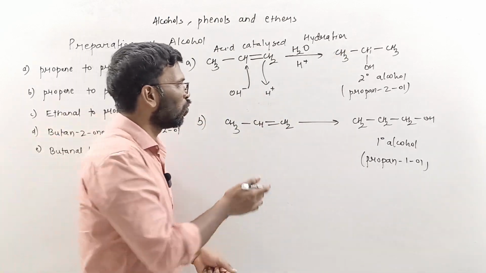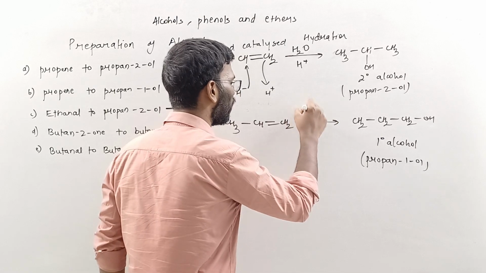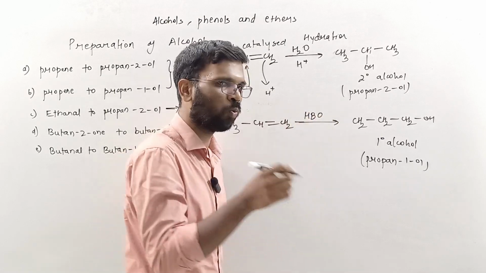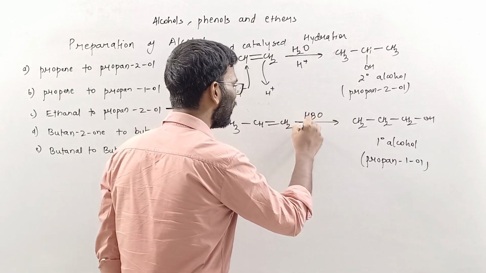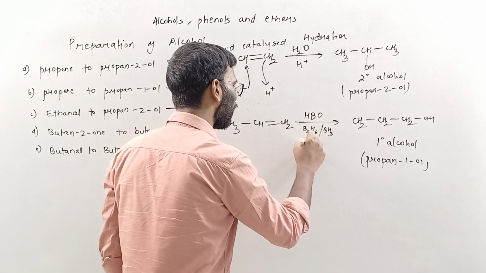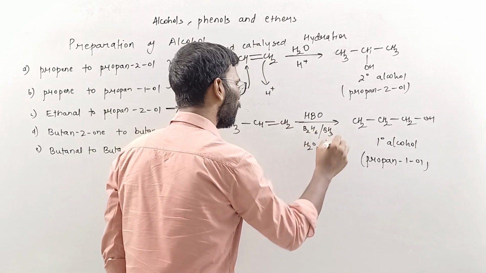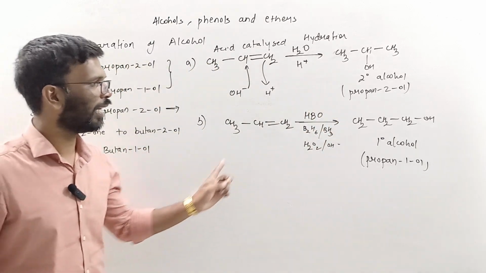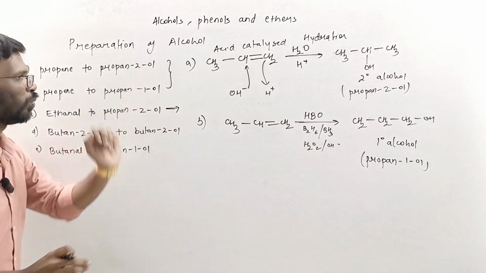We don't want that. So we'll use hydroboration oxidation. I will write HBO, hydroboration oxidation. What are the reagents for that? It is B2H6, or it is also written BH3, then H2O2 in the presence of base. So these are the reagents for that, and that will give you a primary alcohol. Done. These two reactions are done.